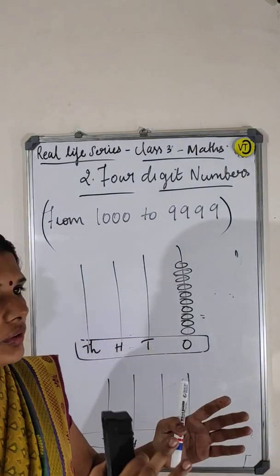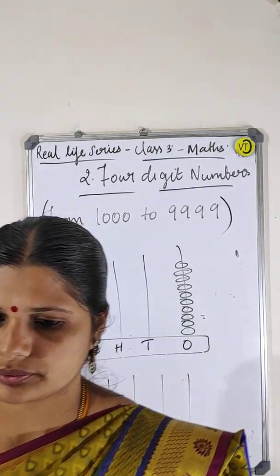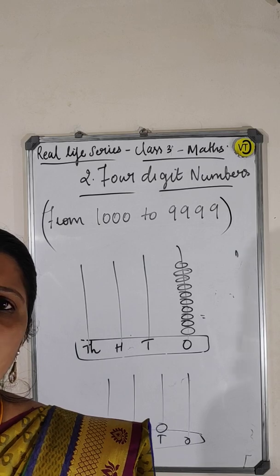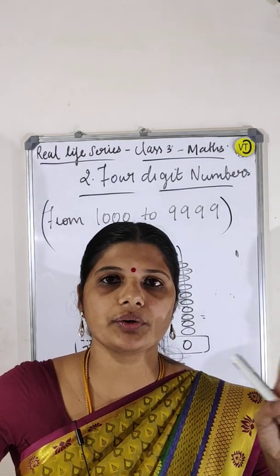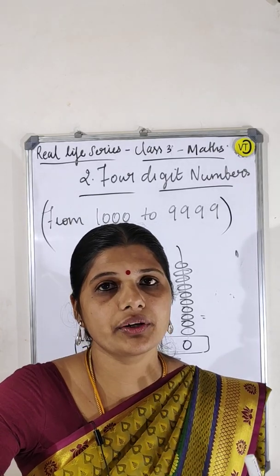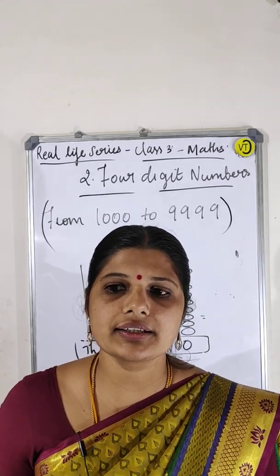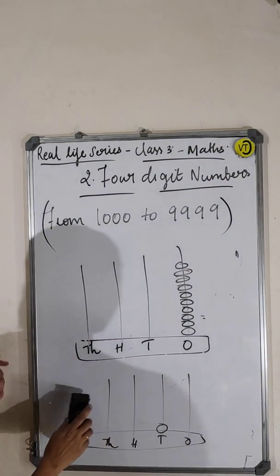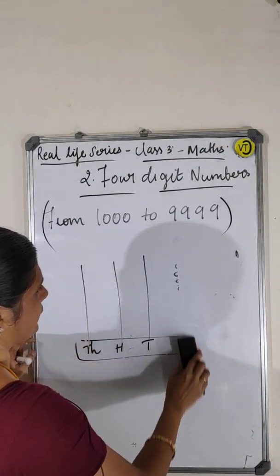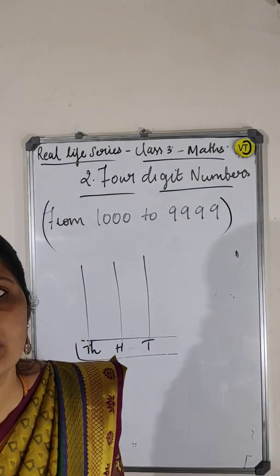So you have to know these place values. I mean you have to know the relationship between the tens and the ones and hundreds. Okay. Again I tell you 10 ones equal to 1 ten. 10 tens is equal to 100. 10 hundreds is equal to 1000. Okay. Now you are going to keep the beads here like that. So how can you keep here like that?